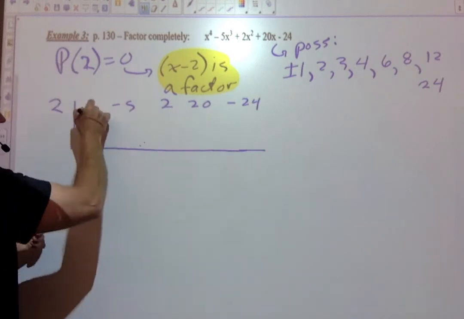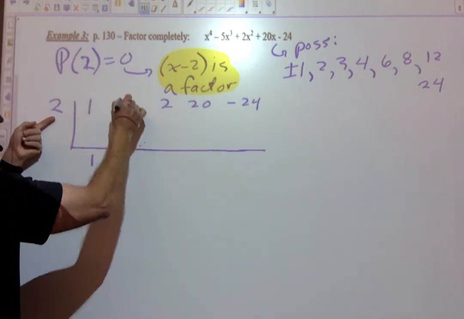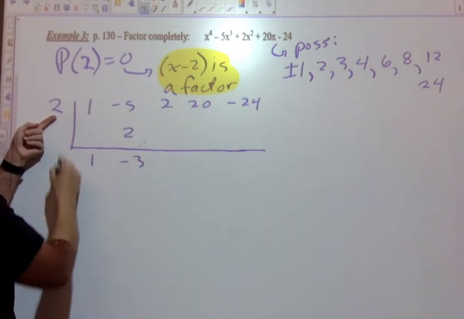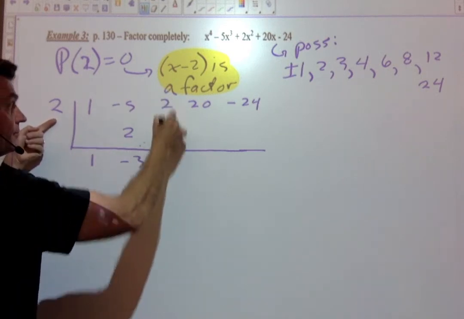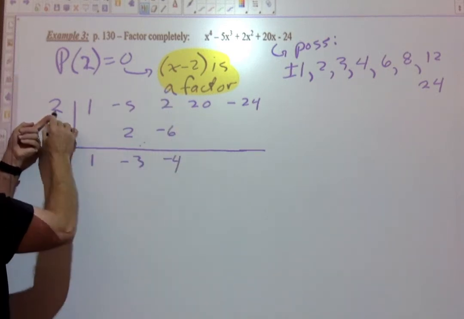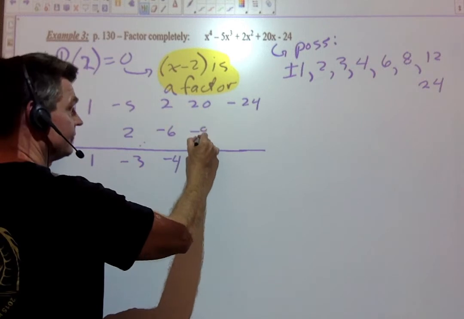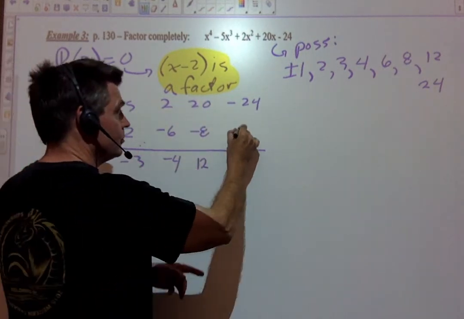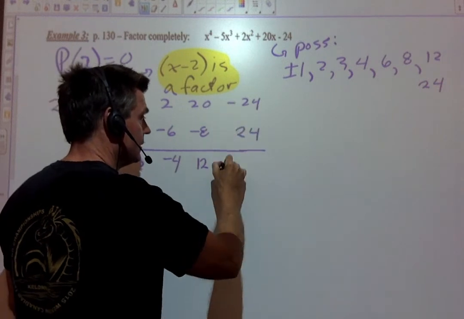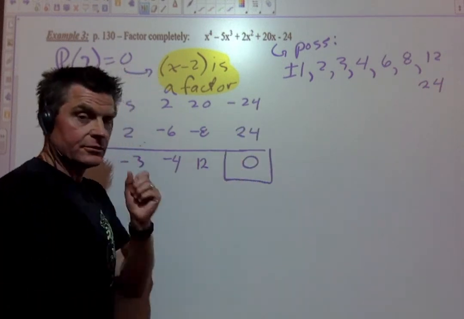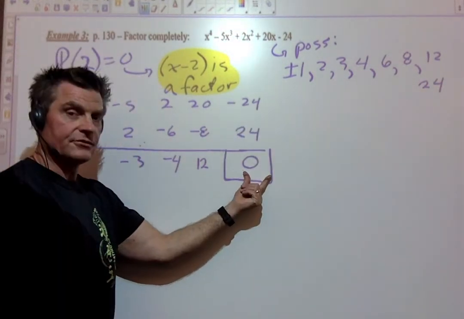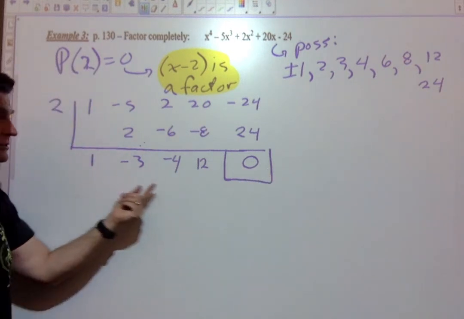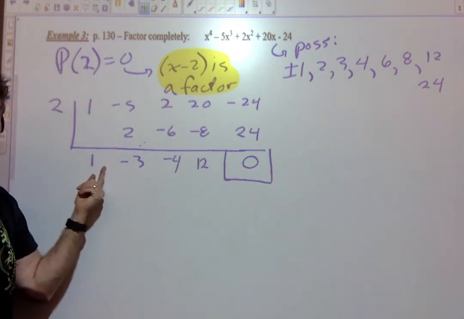It's faster. 1 times 2, 2. Add them up. 2 times negative 3, negative 6. Add them up. 2 times minus 4, negative 8. Add them up. 12. 2 times 12 is 24. Excellent. Gives me 0. I know that has to be 0. Okay, so there's my 0. There's my quotient. Number x, x squared, x cubed.